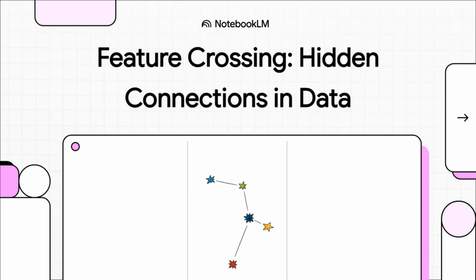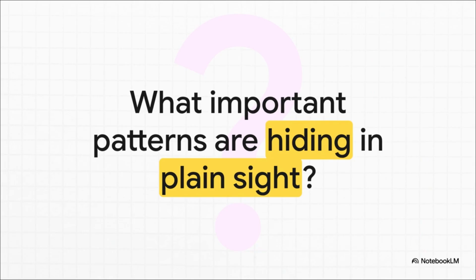All right, let's just dive right in. We usually think about data as just a big pile of individual facts, right? But what if the real magic, the most powerful insights, aren't in the facts themselves, but in the hidden connections between them? I mean, really think about that. With all the data swirling around us every single day, what crucial patterns are we, and even our smartest AI, totally missing? Just because they're hiding right there in plain sight.